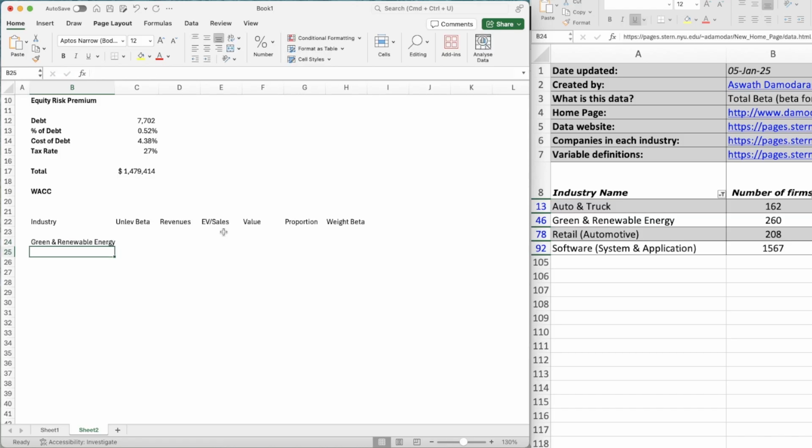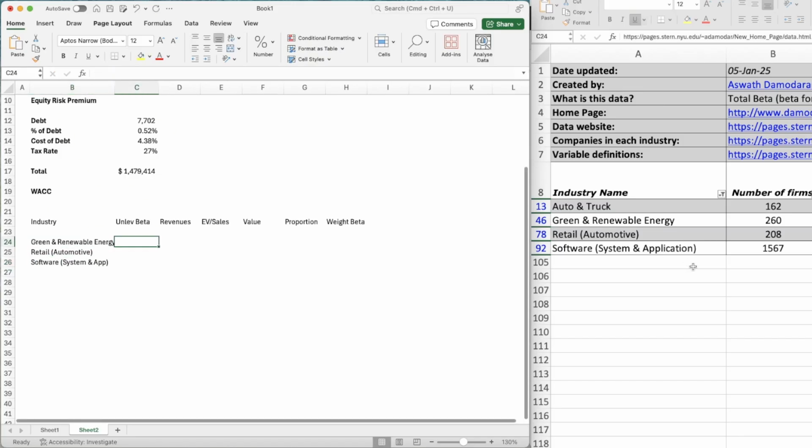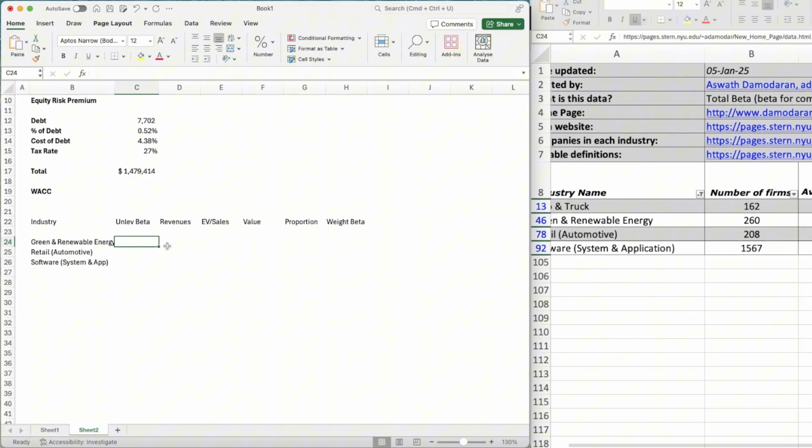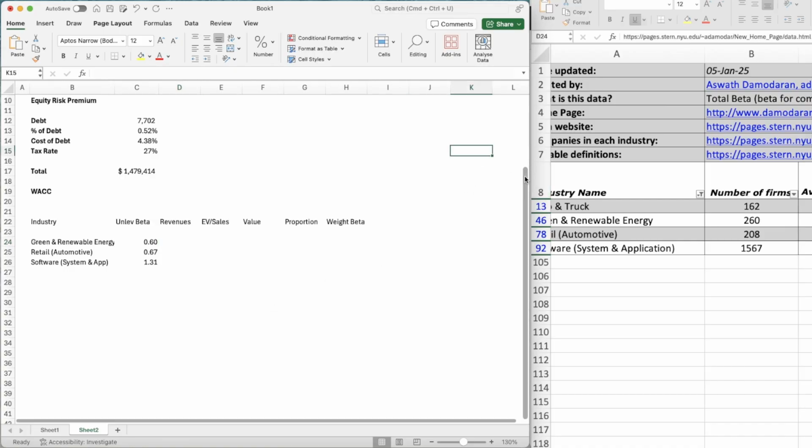Green and renewable energy, retail automotive, software, system, and application. The unlevered beta for, okay, so 0.6 for the renewable energy, 0.67 for retail automotive, and 1.31 for software and system app. Yeah, that's good. The revenues for these are as follows.